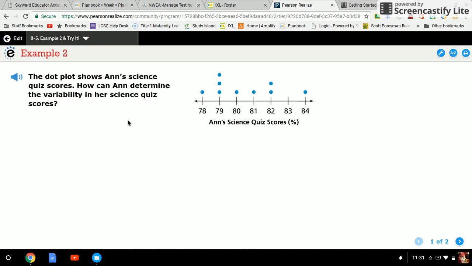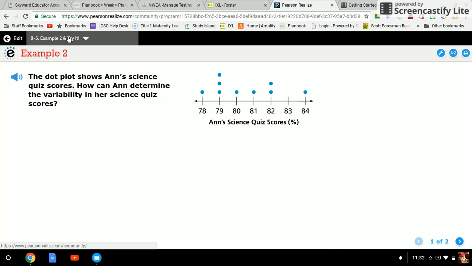Okay, you should have figured it out. The most important part here is the first quartile and the third quartile. The first quartile should have been 79. That was the median of the first half of your data. And your third quartile should have been 82. That was the median of the last half of her scores. So in order to figure out the IQR, or the interquartile range, you have to subtract those amounts. So you take 82 minus 79.